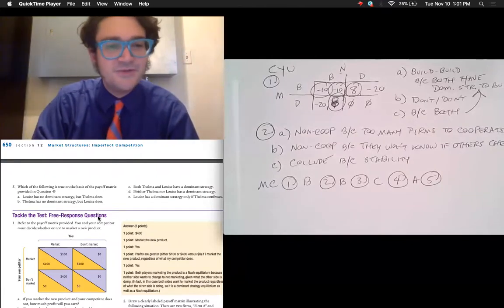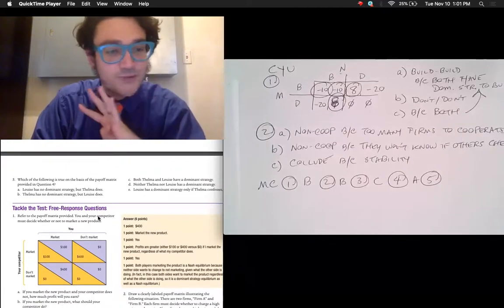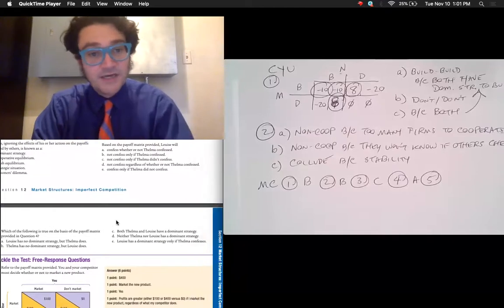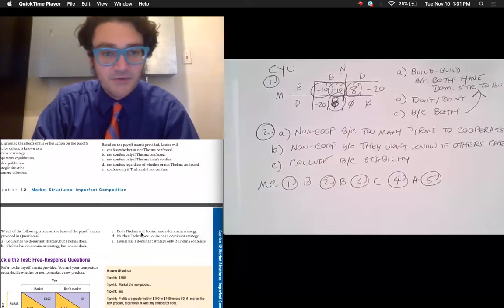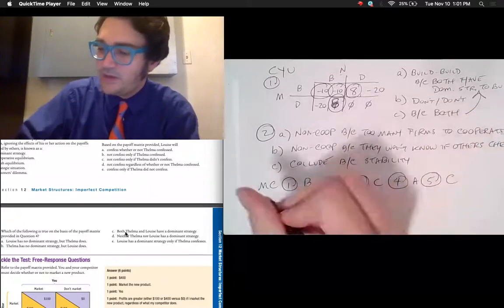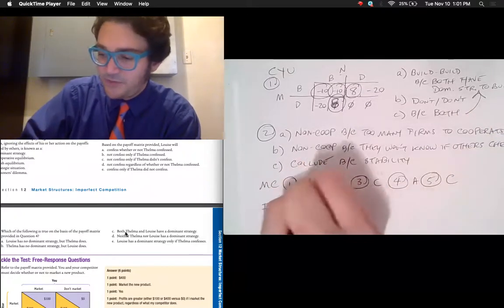Which of the following is true on the basis of the payoff matrix provided in question 4? Louise has no dominant strategy. Well, neither of these are true. They both have a dominant strategy to confess. So we'd see both Thelma and Louise have a dominant strategy. C, there we go. Let's do free response number 2.